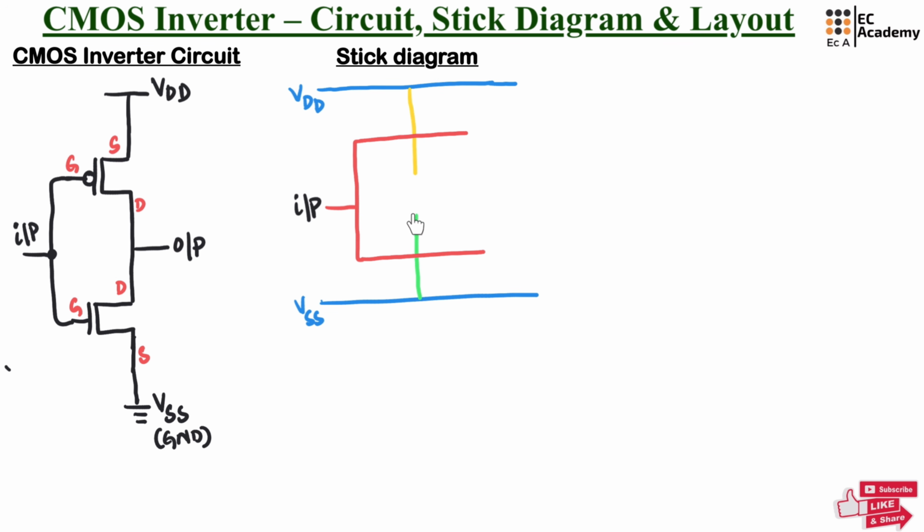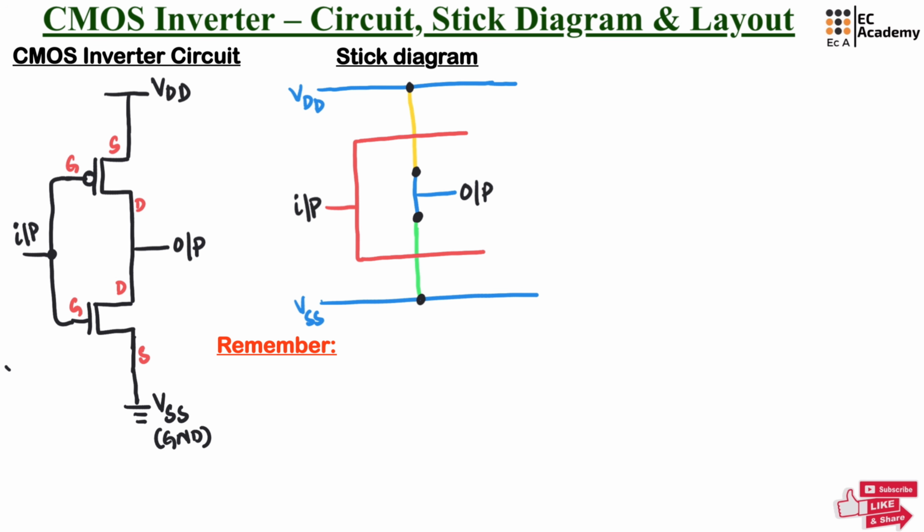Since drain terminals are shorted, we can short these two diffusion layers using a metal and we can connect the output. Wherever different regions are overlapping or connected using the metal, at that place we can write black color dot that represents the contact. So this diagram is the stick diagram for the CMOS inverter circuit.